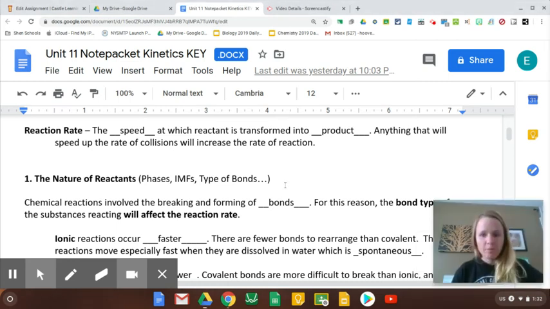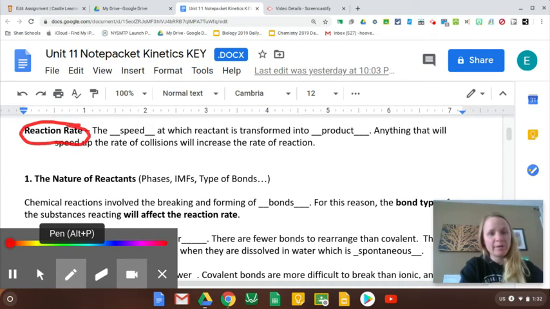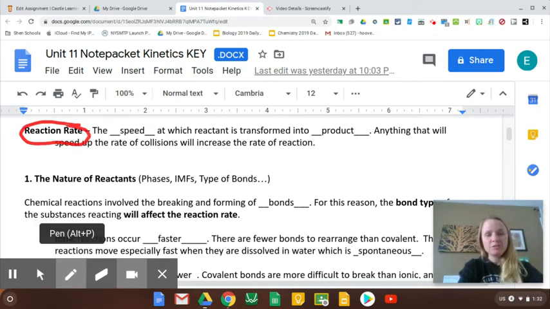Okay, hi everyone. This is Unit 11, Part A continued. So we talked about reaction rate. Now we're going to talk about how to speed up reaction rate. And just to remind you, what is reaction rate? Like we'd say toilet paper is being bought at an alarming rate, right? That means like really fast. So just remember that rate means speed.